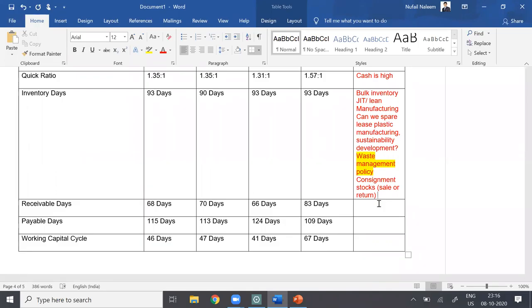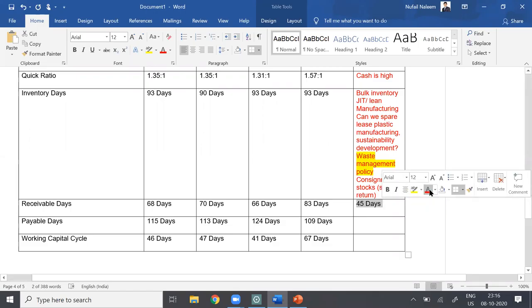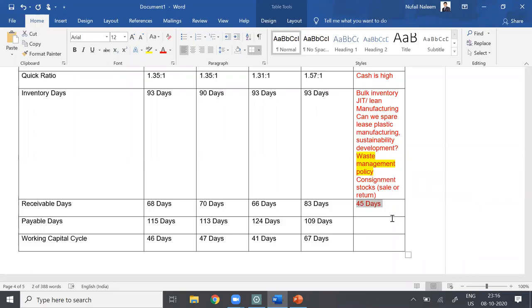Yes, sir. Receivable days, 68, 70, 66 and 83 days. If you observe the receivable days mentioned here, I can generally say they are 68 days, 70 days, 66 and 83. What do you think? A poor credit management policy? Correct, sir. I think we can make it 45 days. If we compare to our competitors, they are also giving a long time, right? The ecosystem is very long. Exactly. I agree with you, because 45 days is the ideal, but you can't go to that because they have the option to go to another supplier.